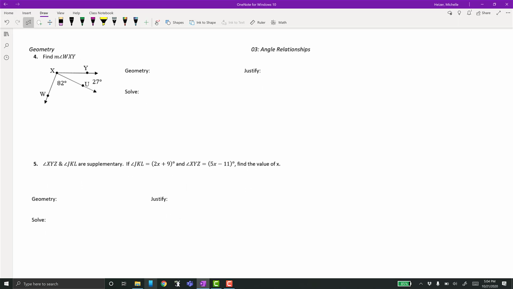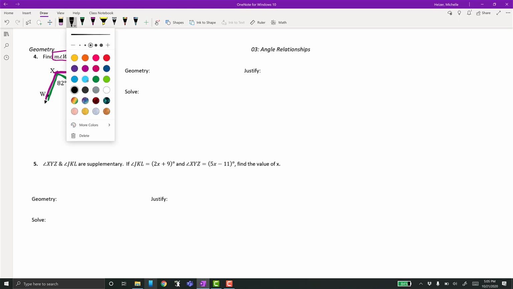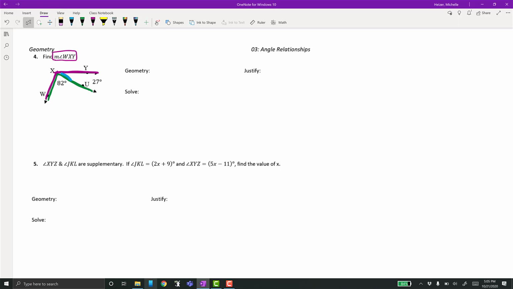All right, so let's look at number 4. I have no words here. All I have is a diagram. But it tells me find angle WXY. So in this diagram, I need to make a connection. WXY is this big angle on the outside. But it doesn't tell me anything about that big angle. It tells me about 82 degrees, this bottom piece. And it also tells me about this upper piece here.